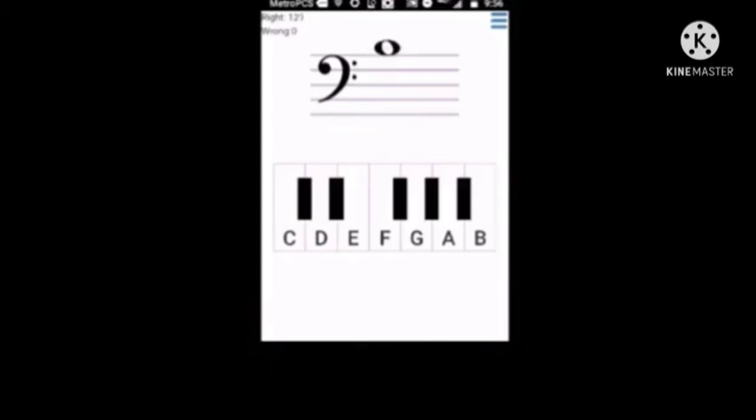A, B, G, cadence. F, C. C again, up an octave. B, leading tone. D, that's a gift. That's an F. A, C. And here's C again, you hear that.